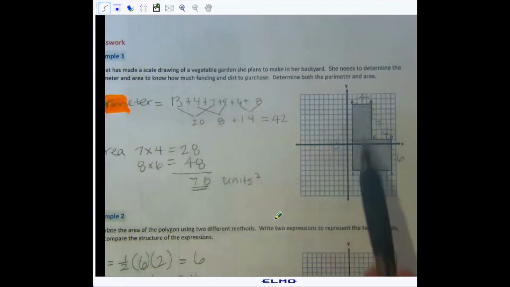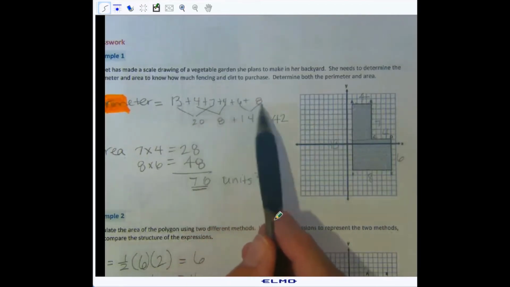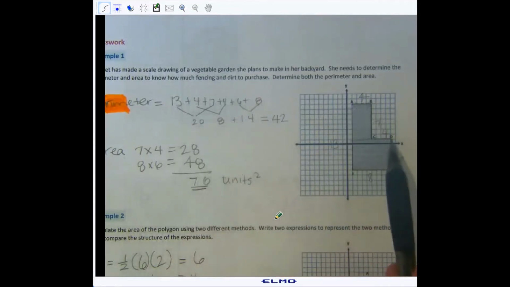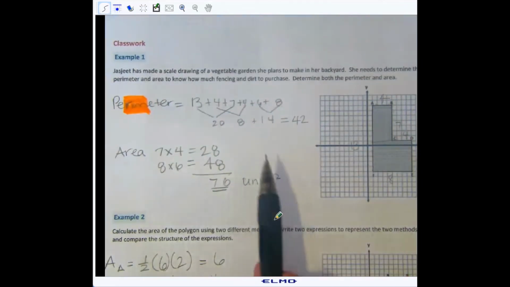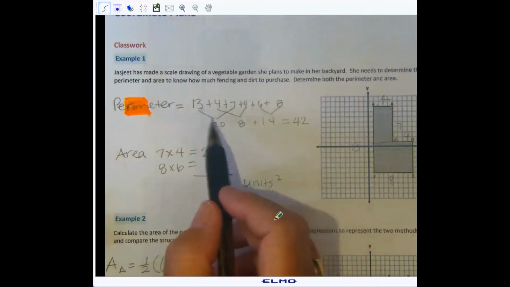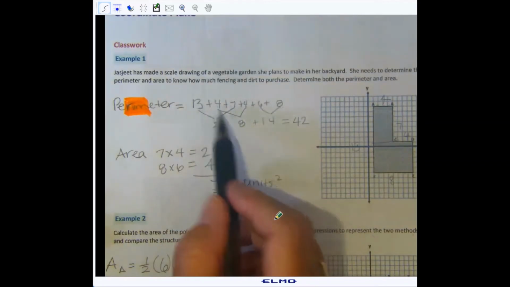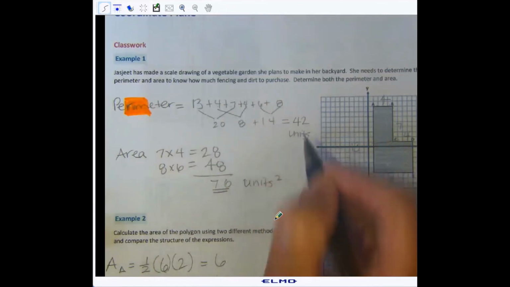The other thing you can do is count the number of sides so you make sure you have enough lengths to add up. There's 1, 2, 3, 4, 5, 6 sides. This is a hexagon because it has 6 sides. So if I'm adding up all the side lengths, I need to make sure I have all 6 numbers. And then I was showing you how I decided to add those 2 together because they make 20, 4 and 4 make 8. And I got 42 units for the perimeter.